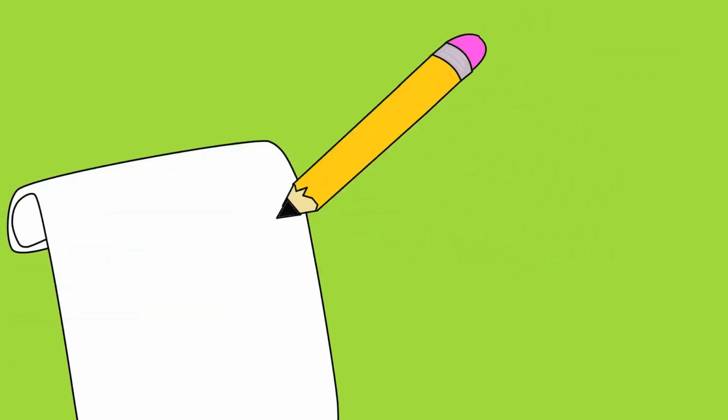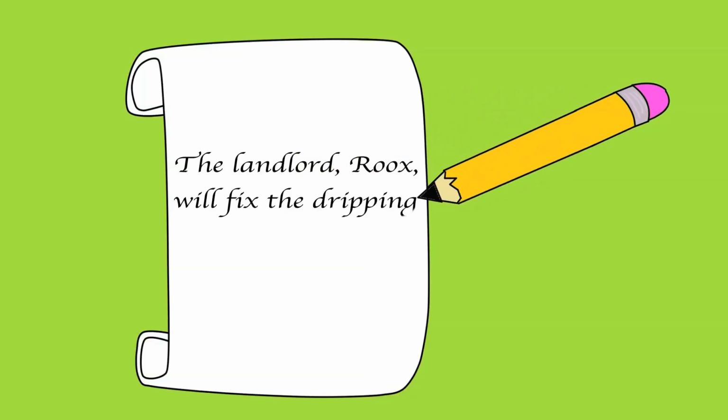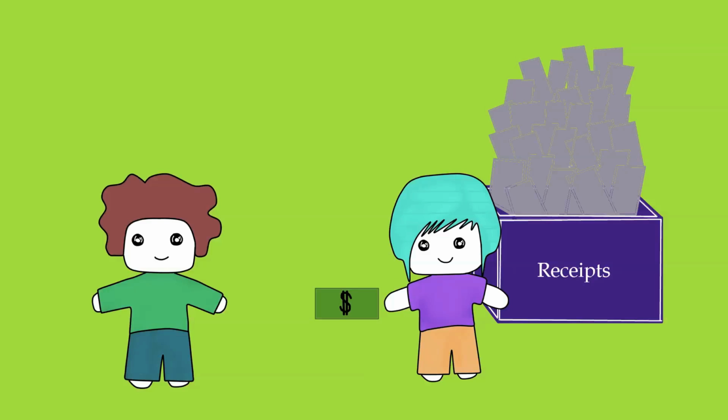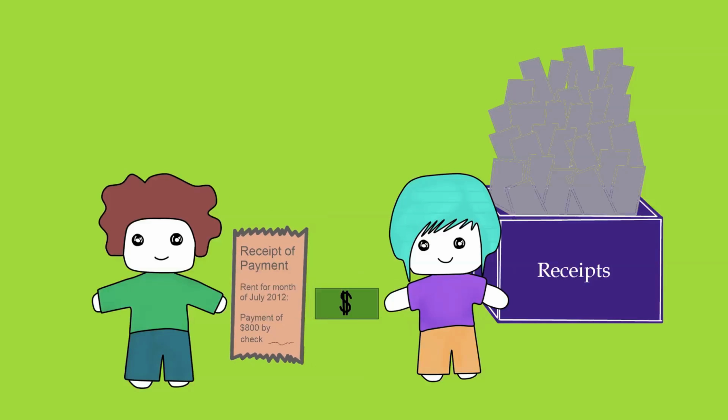All communication between your landlord and you should be in writing. If you tell him to fix something and he says he will fix it by a certain day, that should be in writing. Under the law, the landlord is required to give you a receipt if you ask for one. It is always a good idea to ask for a receipt.